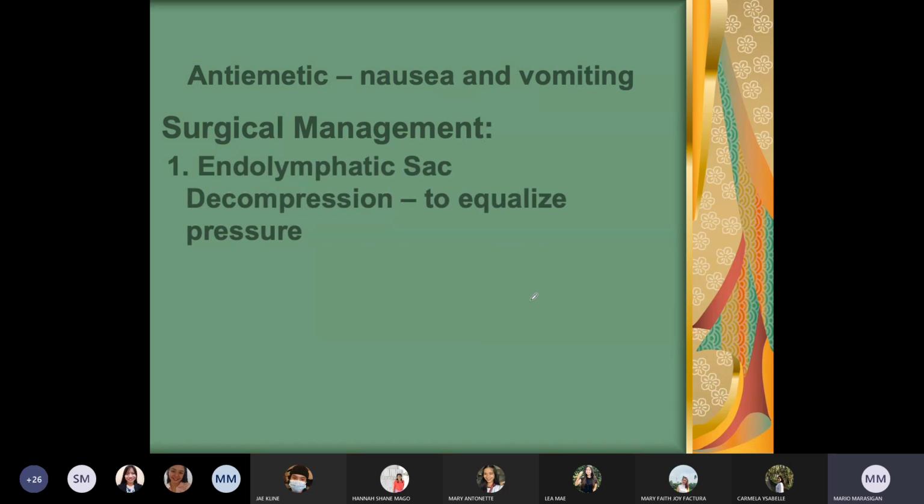Okay. For surgery, endolymphatic sac decompressions, which equalize the pressure in the middle ear. So endolymphatic sac decompression or the shunting, right? Shunting, it equalizes the pressure in the endolymphatic space. This procedure is favored by many doctors as first-line surgical approach to treat the vertigo. It is simple and safe and can be performed in outpatient basis.